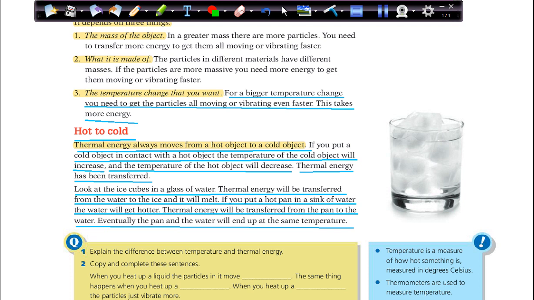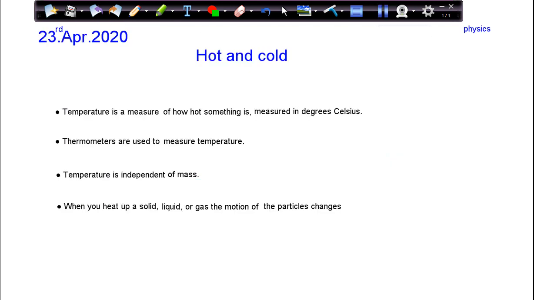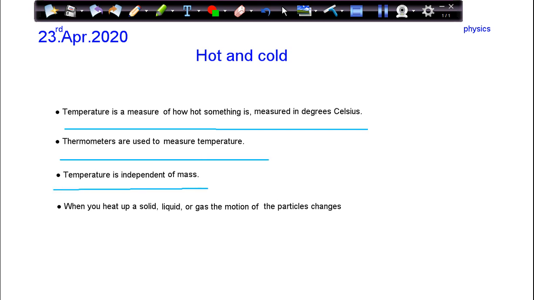So now let's take a look over the summary of the lesson. Hot and cold. Temperature is a measure of how hot something is, and measured in degrees Celsius. Thermometers are used to measure temperatures. Temperature is independent of mass. When you heat up solid, liquid, or gas, the motion of the particles change. So this was all about hot and cold.